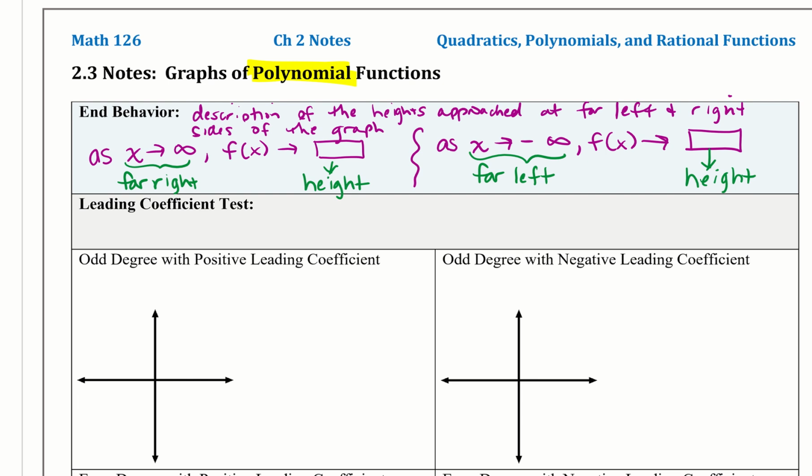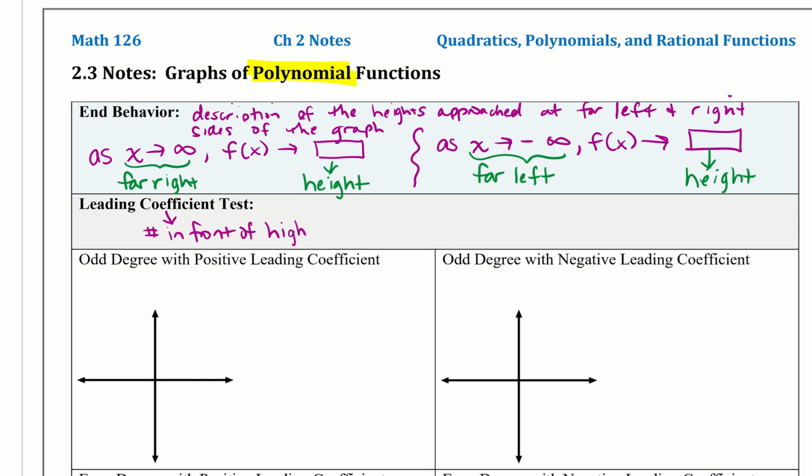It's not communicating any information about the function's behavior in the intermediate, interior portion of the graph. There's a test we can use called the leading coefficient test that will allow us to know a little bit about the behavior of these functions by looking at the leading term. The leading coefficient is the constant in front of the highest term.